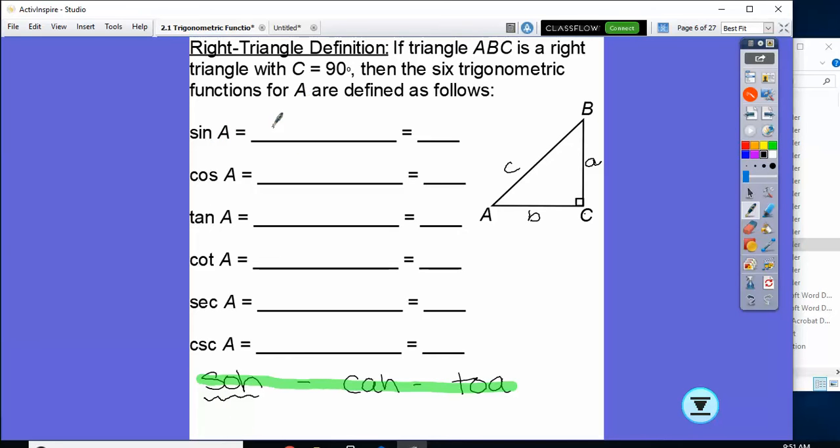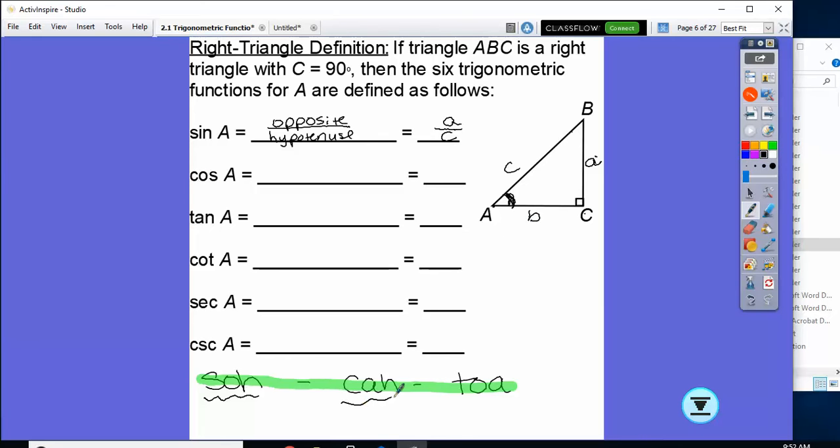So sine is opposite over hypotenuse. So from angle A, this is why the angle matters. The opposite side is side A. Opposite means across from. Hypotenuse is across from the right angle, so that would be C. What if I were looking at angle B? What would my opposite side become? If I were up here, my opposite side is B now. So that's why the angle matters.